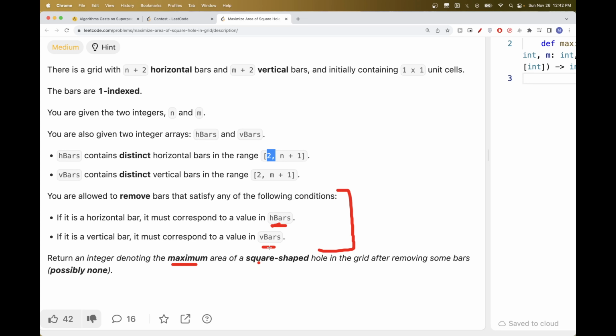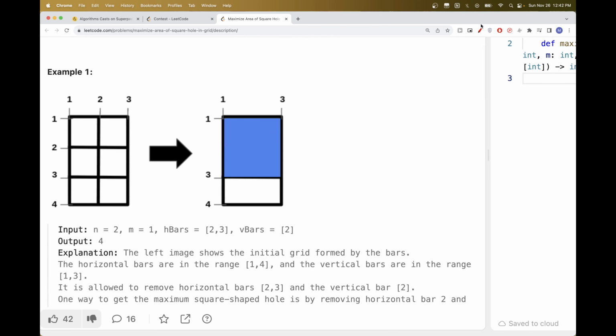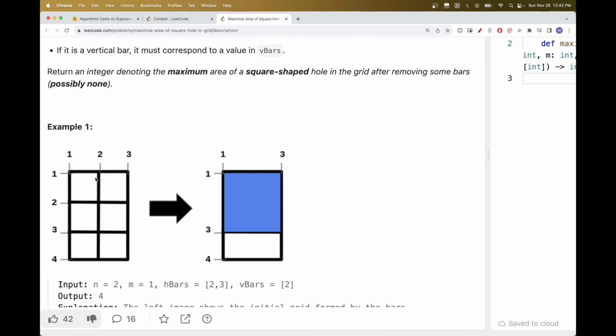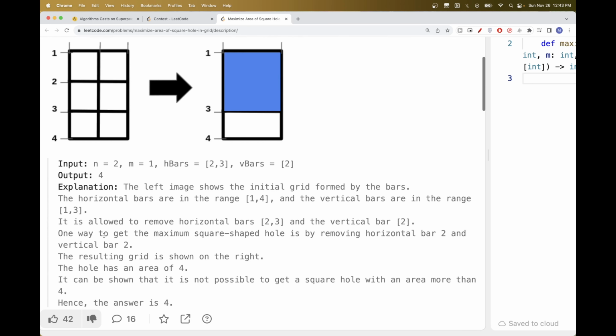So that's the problem. I think the key insight to understand the problem is to start thinking about the bars here instead of thinking about the content. Because if you remove a bar, then now this becomes a larger hole. That's the core idea. So let's look at the examples.